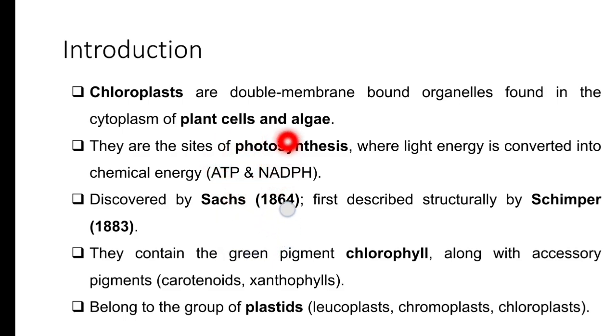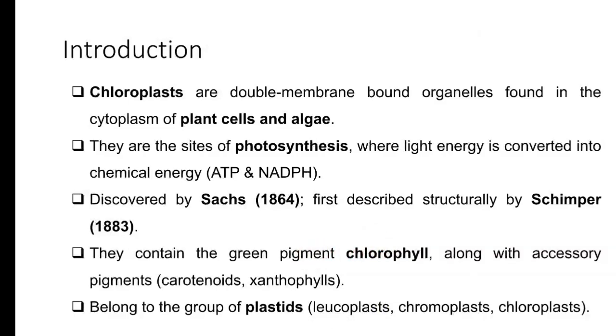This chloroplast organelle was discovered by Sachs in the year 1864, and the structural description was given by a scientist called Schimper in the year 1883. The chloroplast contains chlorophyll pigment. There are two different types of chlorophyll, chlorophyll A and chlorophyll B, along with different pigments, that is carotenoids and xanthophylls, which are also present in the plant system. But because of the presence of chlorophyll, chloroplasts are green in color and are able to be involved in the photosynthesis process.